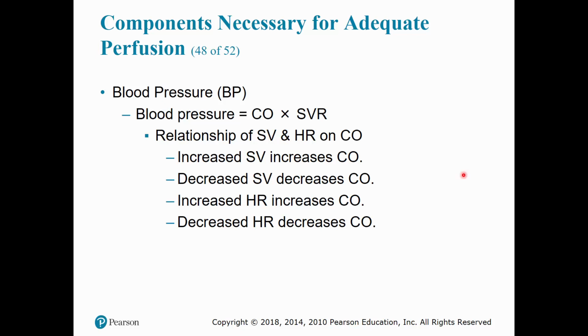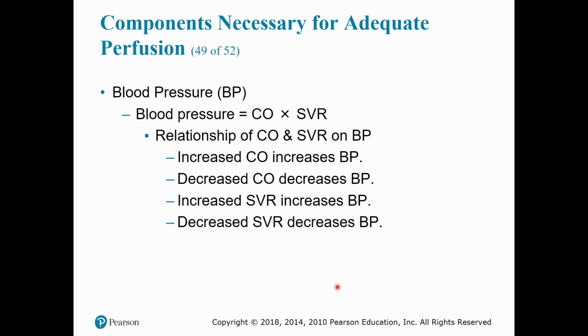So your blood pressure is the product of cardiac output times systemic vascular resistance. Thus, when it comes to stroke volume and heart rate on cardiac output, an increase in stroke volume causes an increase in cardiac output. Thus, a decrease in stroke volume causes a decrease in cardiac output. An increase in heart rate increases cardiac output, and a decrease in heart rate decreases cardiac output. That makes sense to everybody? Awesome.